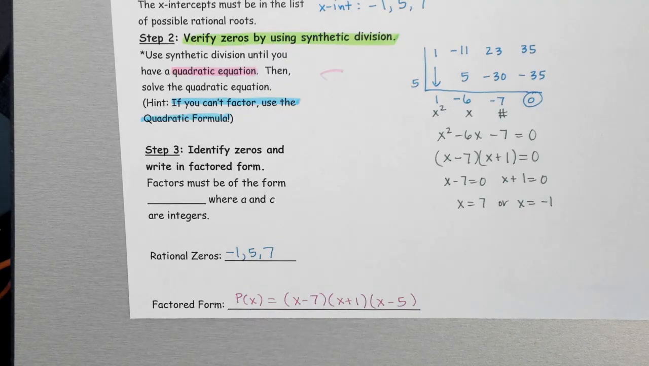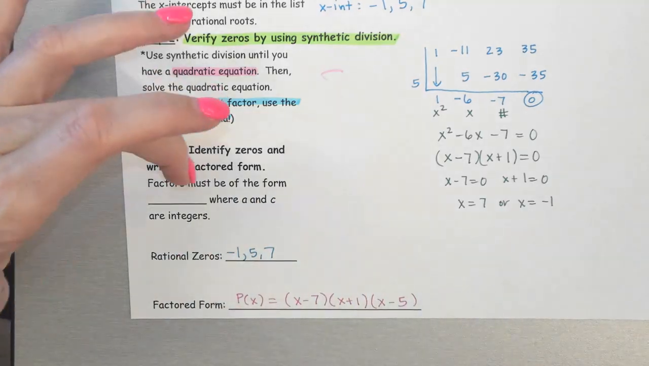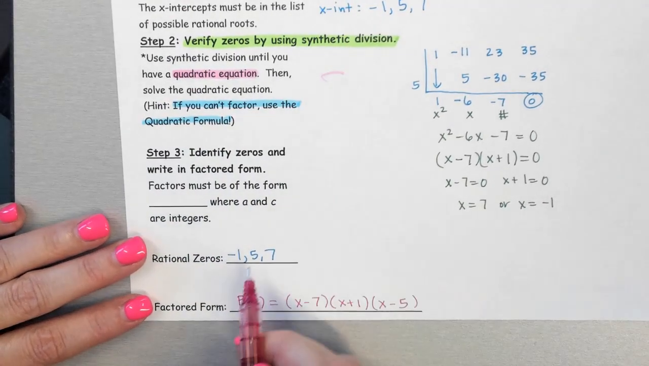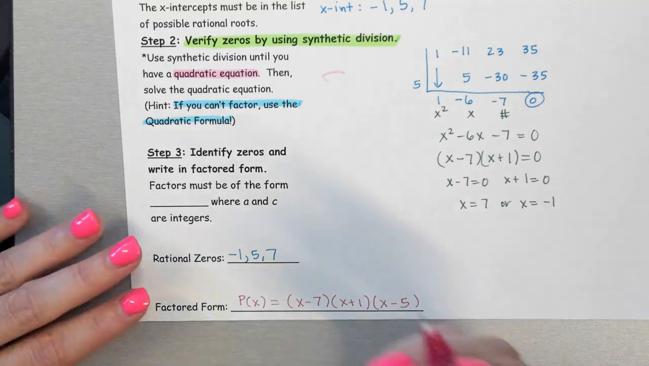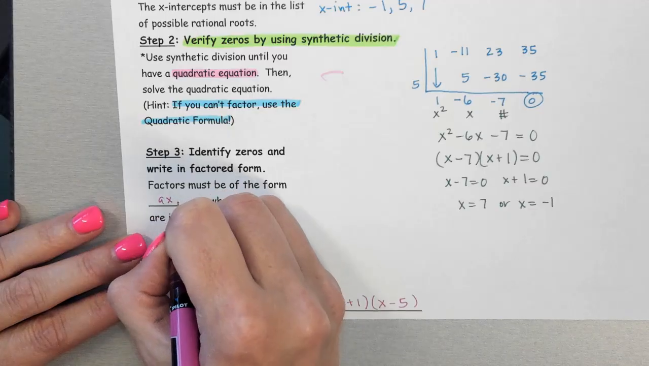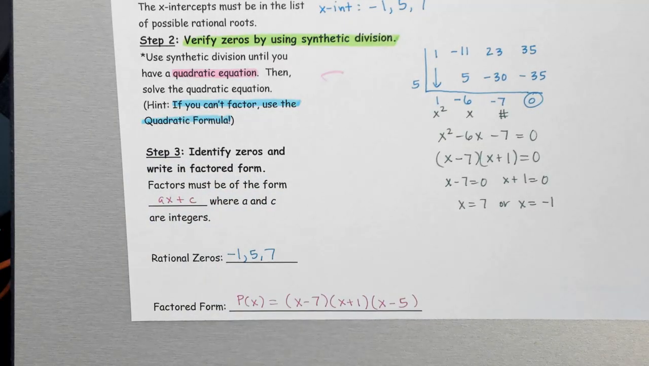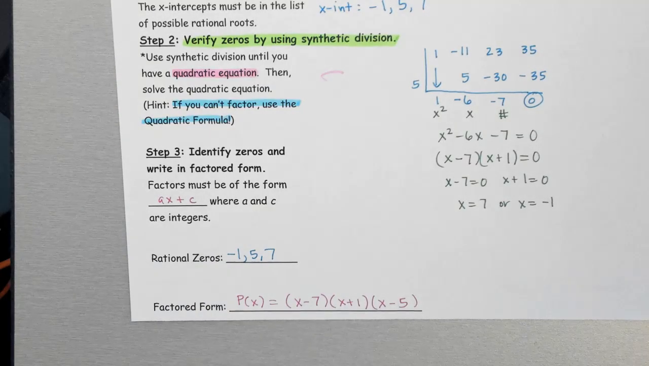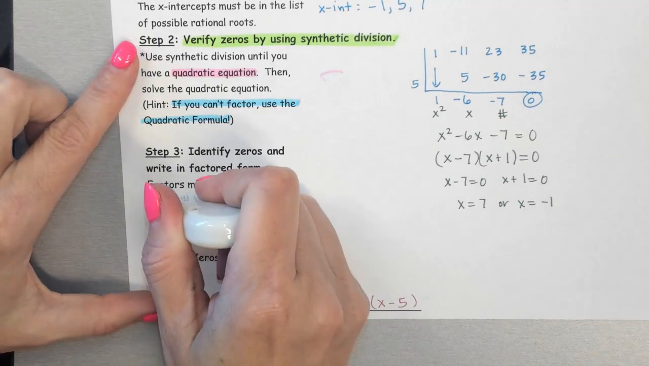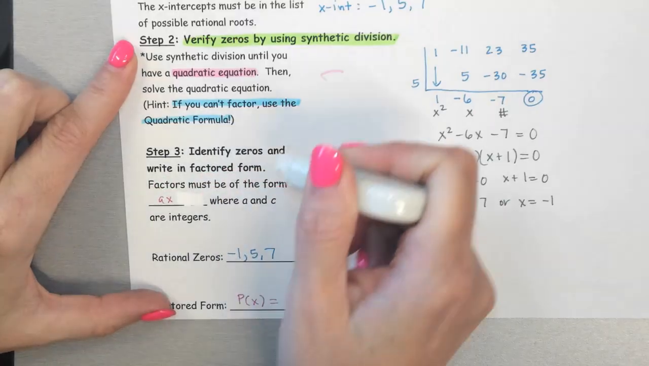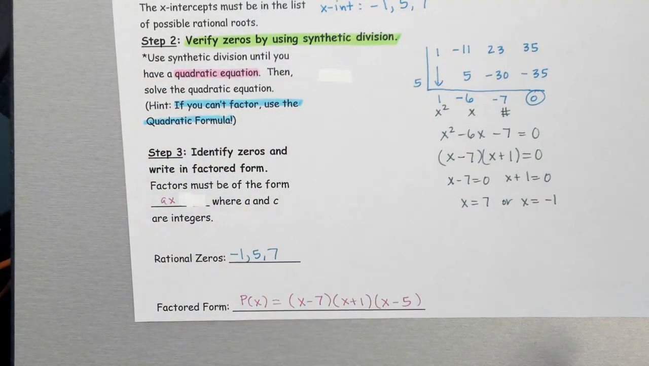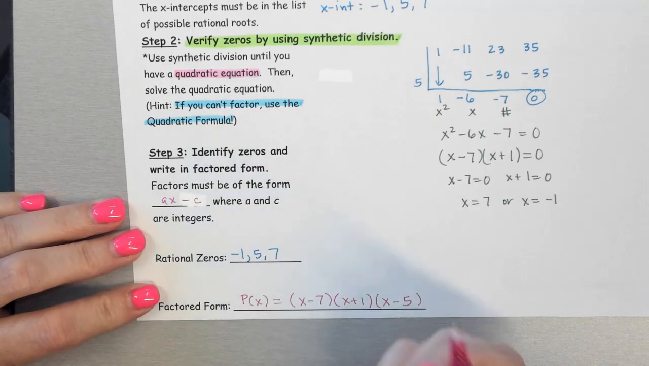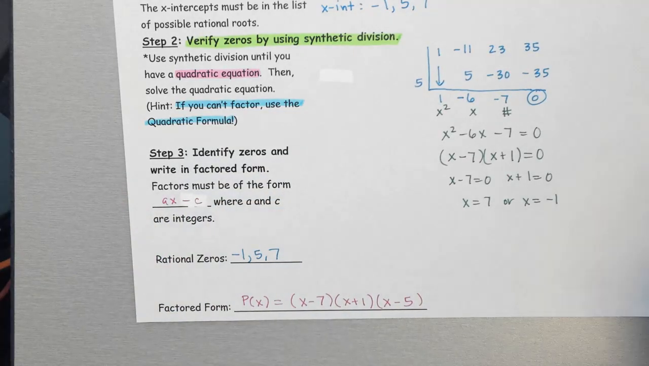Okay, and then in step 3, it says identify zeros and write in factored form. We just did that. And it says factors must be of the form. In this case, your factor can have a coefficient. It doesn't have to be 1. They just have to be integers. Oops, I want to say minus c, not plus c. And then A and C are both going to be integers.